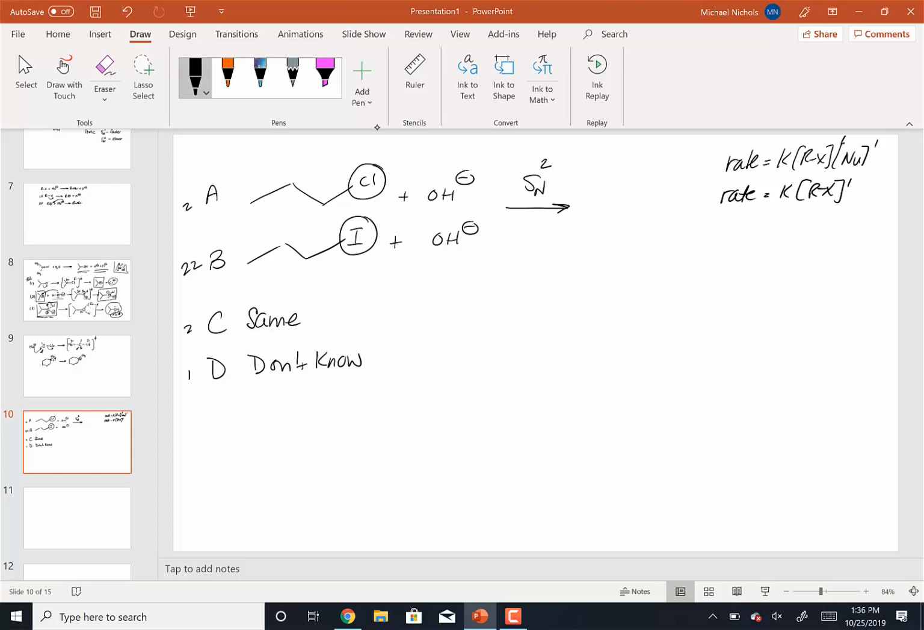So now I ask the million-dollar question, which is, which one of those two is a better leaving group? Chloride or iodide? Iodide? We all in agreement that it's iodide? I forget. Why is it iodide?